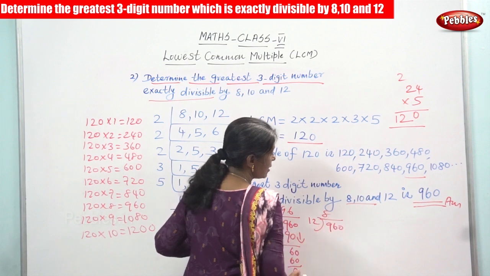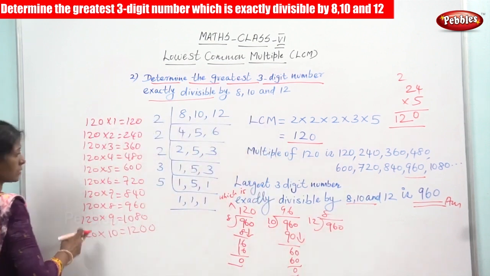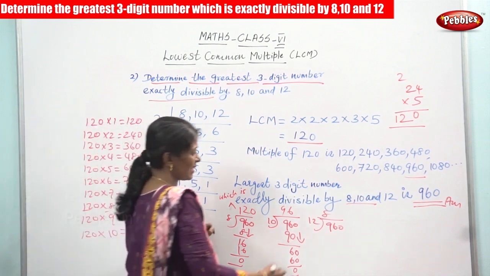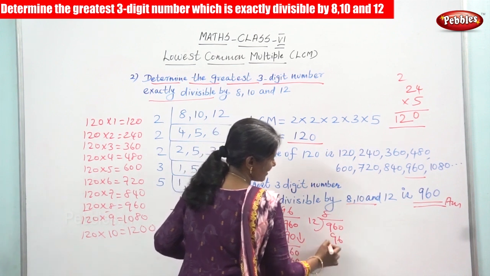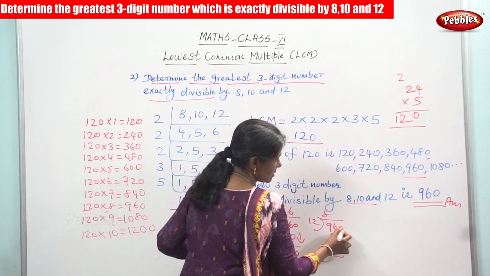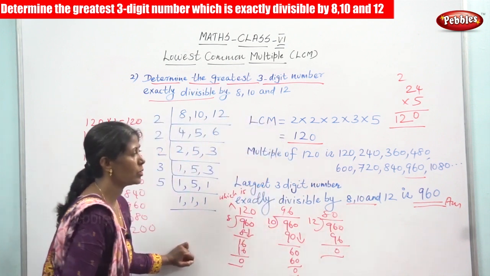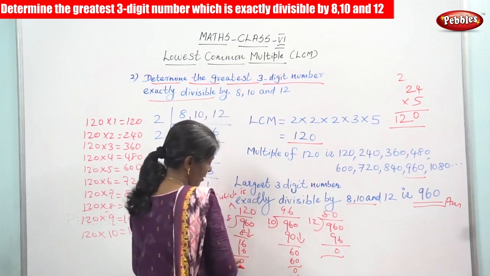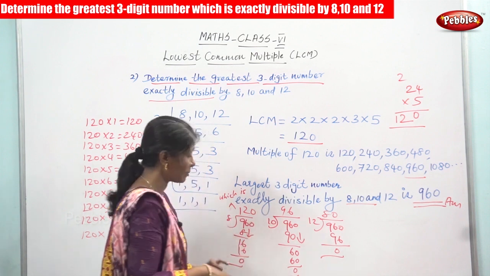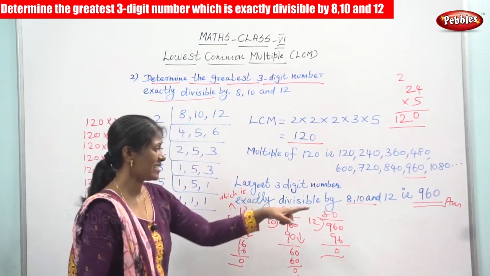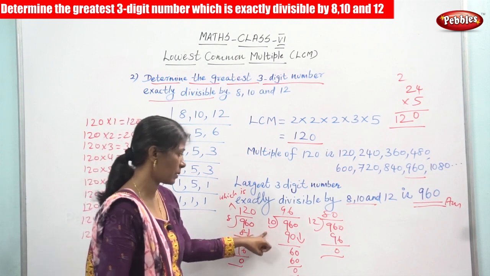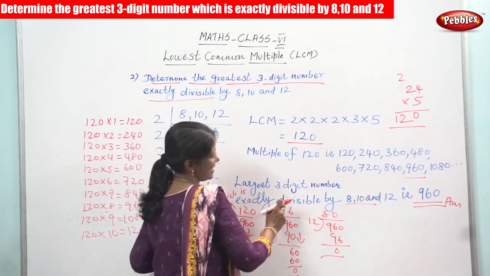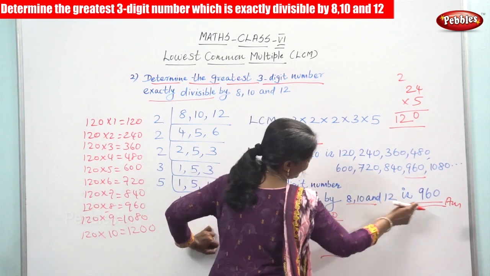Of course, for 12 8s you can use the table here. Here I have written 120 into 8 is 960. So simply you write 12 into 8, that is 96. 96 minus 96 is 0. This 0 goes to the top. That is what I have written: 12 into 80 is 960. So you can get the quotient, and the remainder is 0. Divisible means the remainder is always 0. So 960 is divisible by 8, by 10 and by 12. So the largest 3-digit number exactly divisible by 8, 10 and 12 is 960.